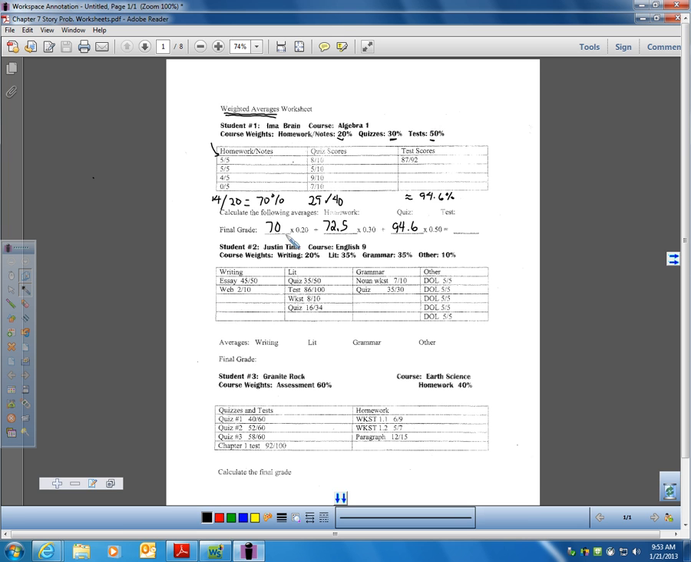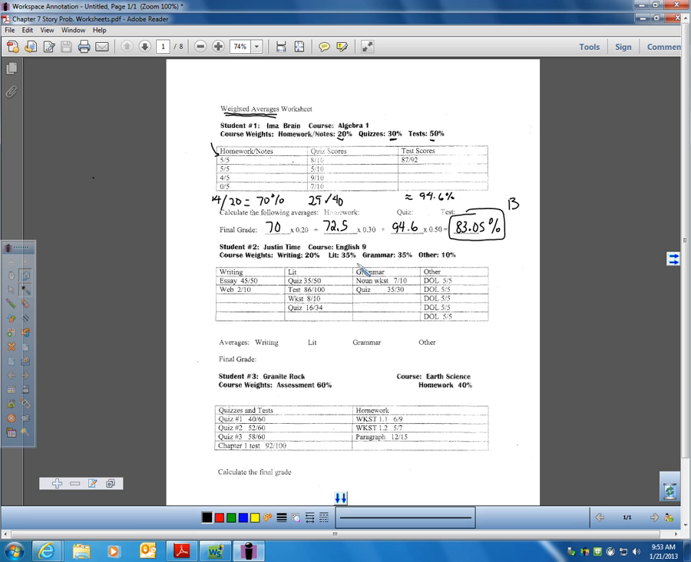In my calculator, I'm going to take 70 times 0.2, because 20% of the grade is my homework and notes, plus I'm going to take 72.5 times 0.3, plus I'm going to take 94.6 times 0.5, and what I'm finding out is that this student had roughly an 83.05 grade when it's all done on weighted average. So this person had a B grade in this class with that weighted average.